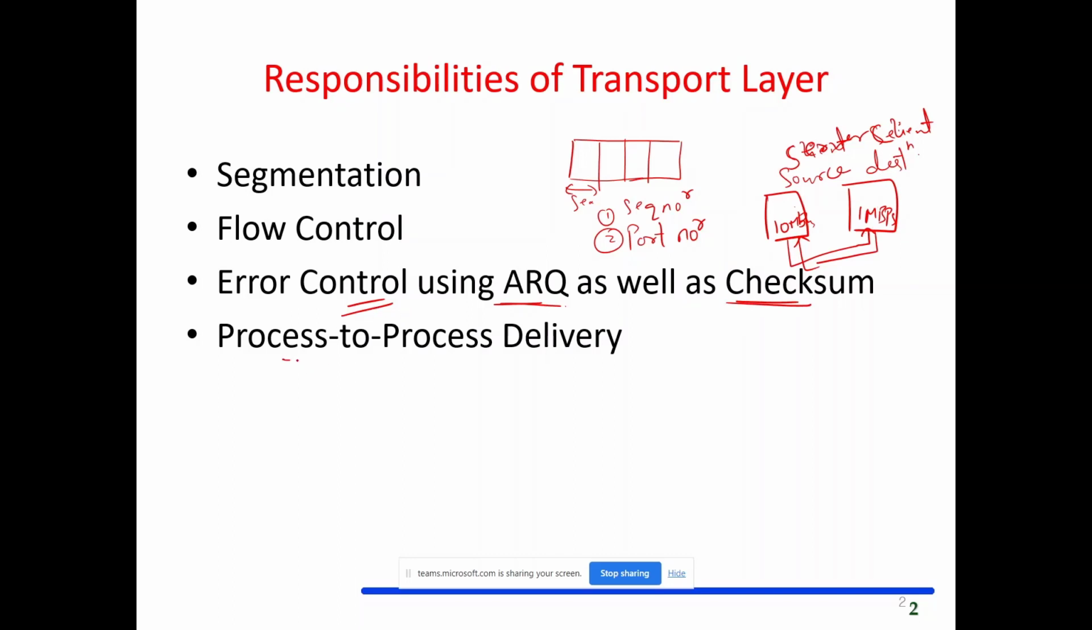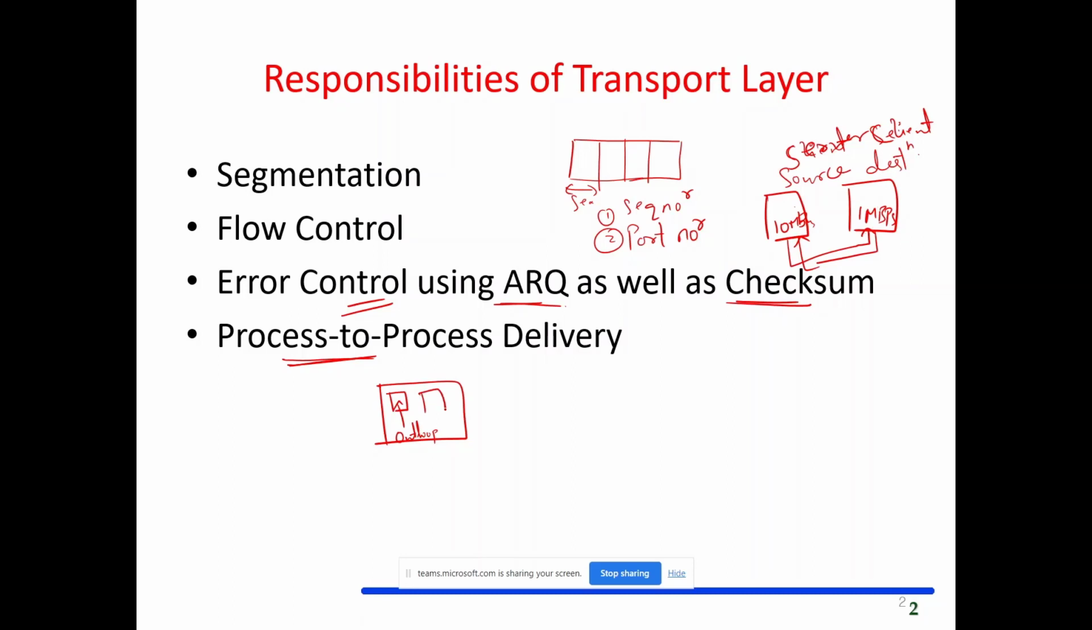The last and very important responsibility is process to process delivery. What is this process to process delivery? Here we should understand what a process is. You have a computer system, and the computer system is connected to a number of applications. For example, you will be opening the Outlook mail. So your Outlook mail.